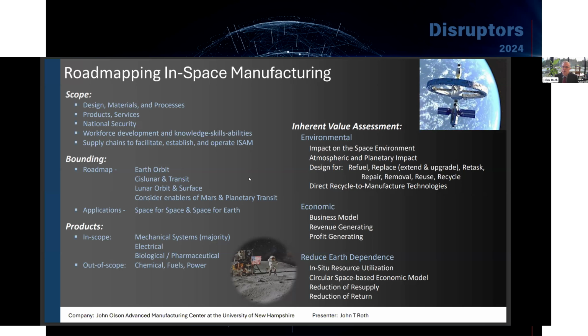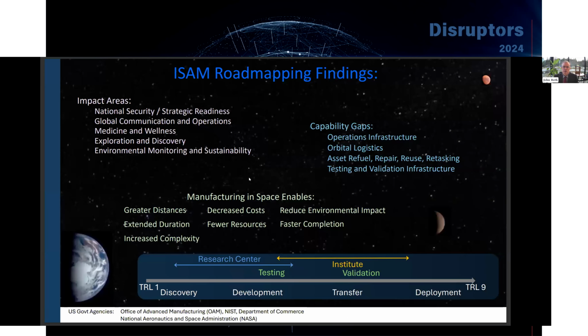And then last slide, please. Then we looked at and identified the impact areas. None of those are very surprising. We've been hearing them all day. National security, strategic readiness is on the list, global communications and operations, medicine, biological wellness, all of that's been in there, exploration, discovery, and then obviously space weather, environmental monitoring, things like that. Capability gaps, the largest ones: we are missing space infrastructure that would allow in-space manufacturing. We are missing the logistics structure that allows it. We are missing refuel, repair, and reuse, and then all the rest of the R's behind it. And then how do we test and validate that?